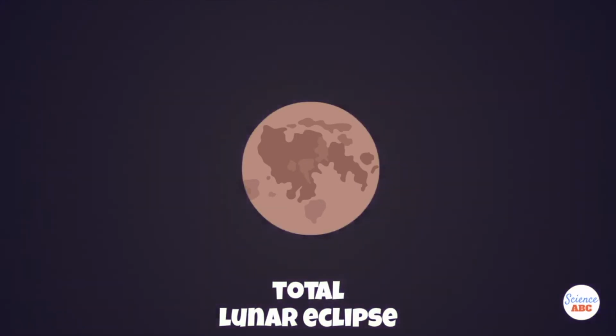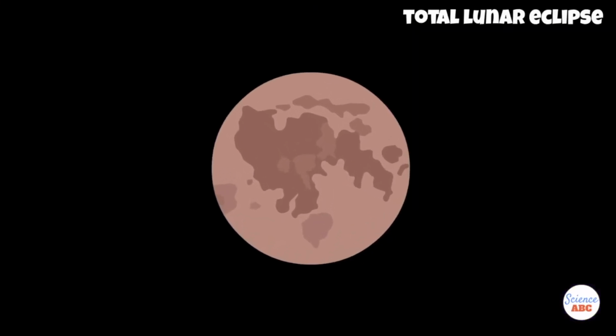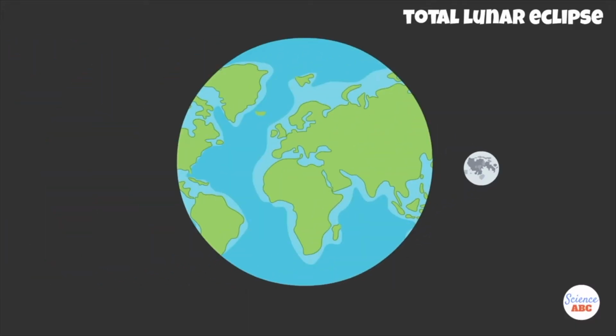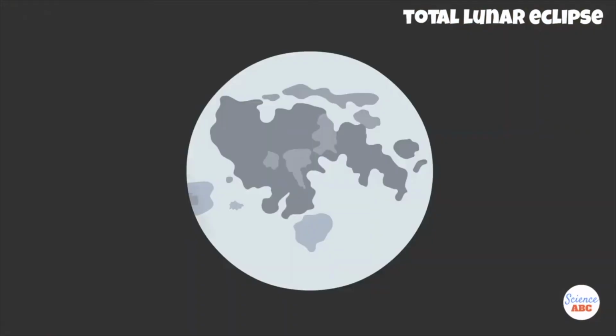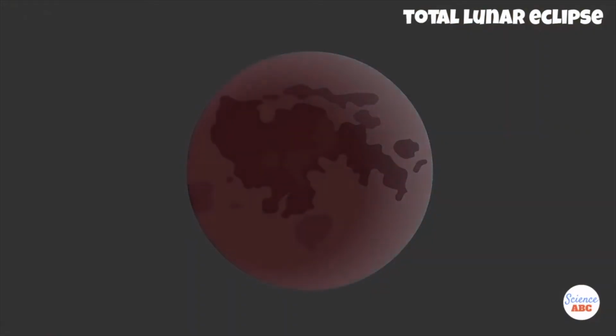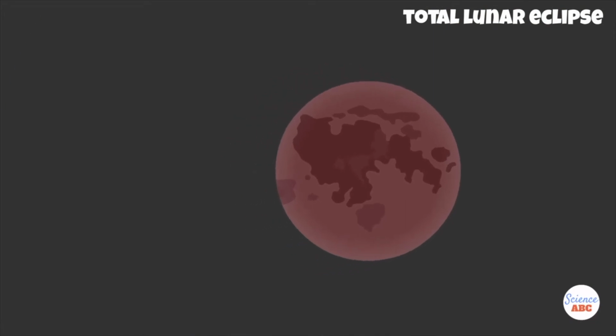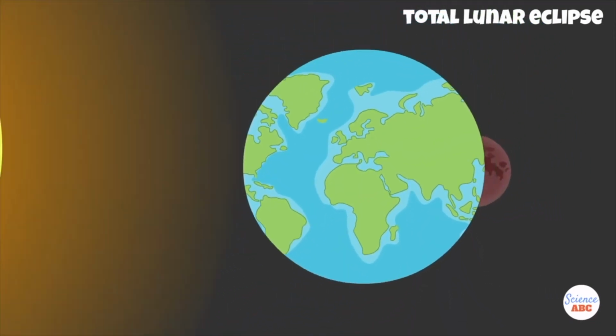The most picturesque and dramatic of all, a total lunar eclipse happens when the moon, earth, and sun are perfectly aligned so that the moon falls under the umbral shadow of our planet. During a total eclipse, Earth completely blocks any sunlight from reaching the moon.